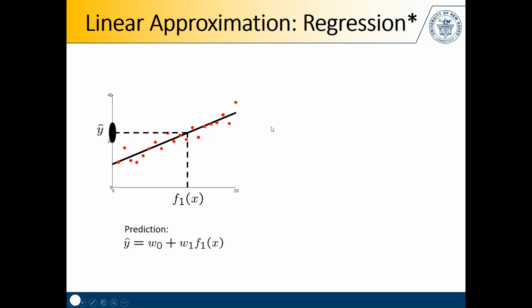What's the equation for a line? A line is represented by a slope multiplied by some x, plus a bias term, right? So this is essentially the equation or definition of a 2D, two-dimensional line. We want to come up with an approximation of the function that generates these data points so that the error between the values generated by this approximation and the values observed is minimized.